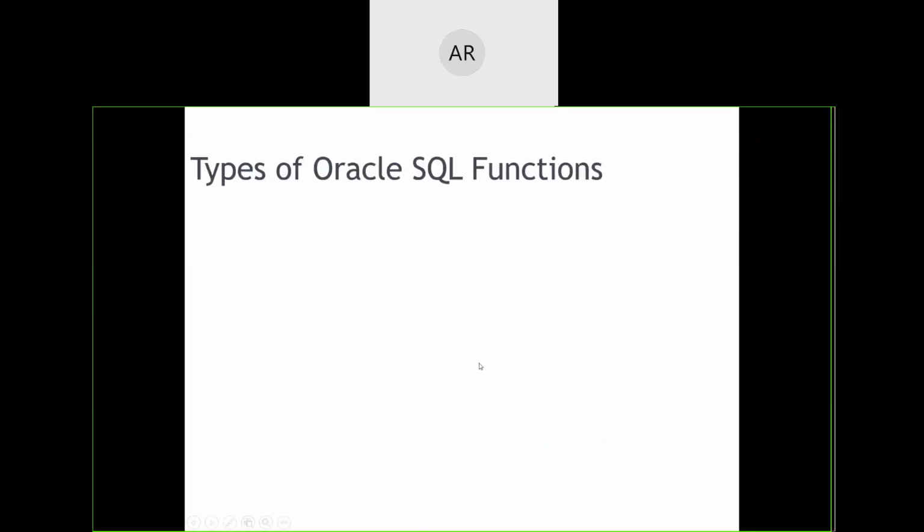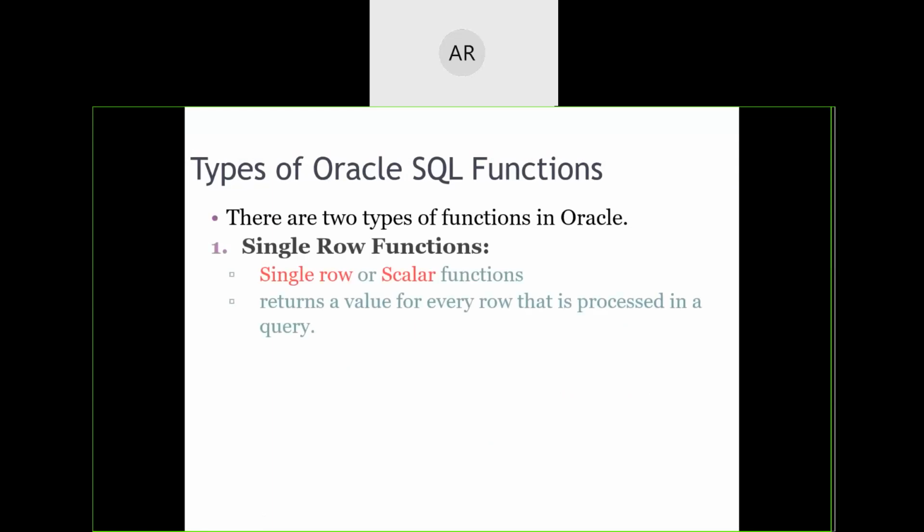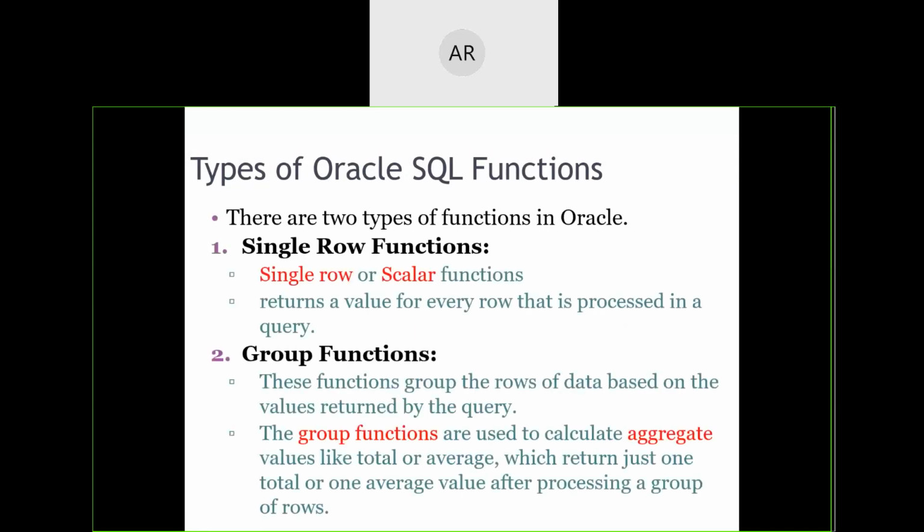So let's try to see how many types of Oracle functions are there. There are two types of Oracle functions. One is single row functions, another is group functions. These single row functions are also called scalar functions, and they work on a row basis. The function will be applied onto one single row at a given moment of time. Whereas group functions will take a bunch of rows and perform some activity onto that bunch of rows. Group functions are also called aggregate functions.